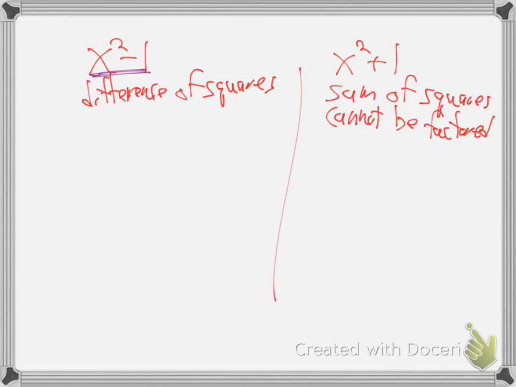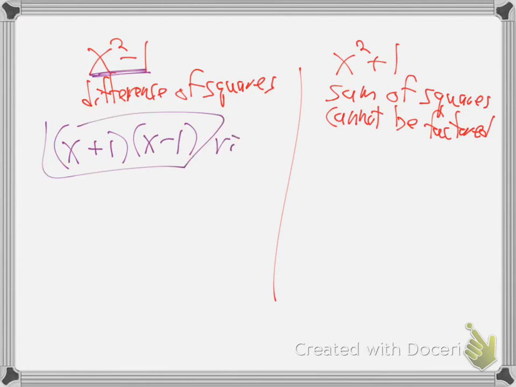You guys remember that one, huh? How do you factor x squared minus 1? X minus 1, x plus 1. That's right. That's totally correct. Let me prove it. Let me just check it. You don't have to, but I just want to make it really clear for you. Remember, if you FOIL'd it out, it will go back.